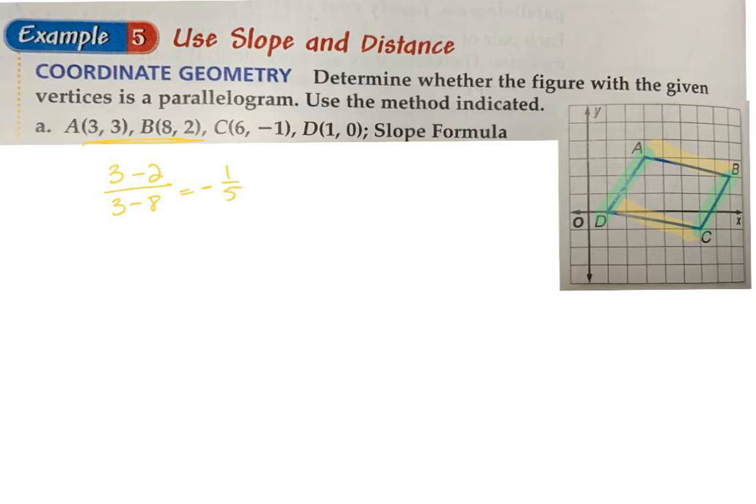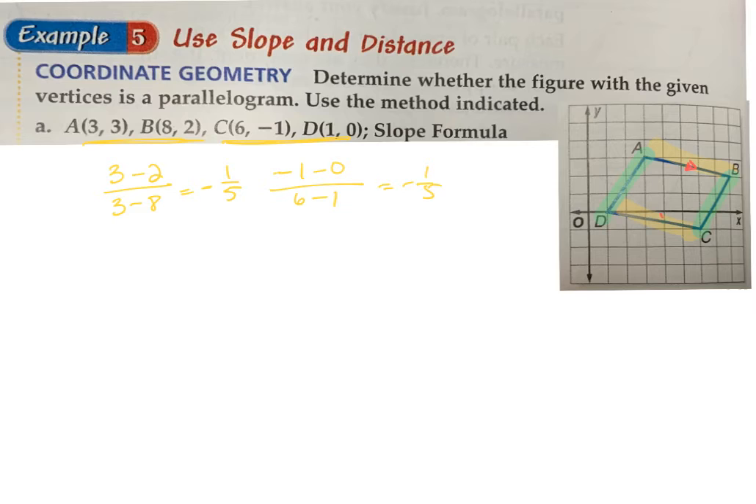Negative 1/5, right? And I have to do the same thing for D to C. I have to do the same thing here, A to B and D to C. So if I'm going to do this one, I'm going to say subtract my y's, negative 1 minus 0, over subtract my x's, 6 minus 1. All right, so I know that those are parallel.